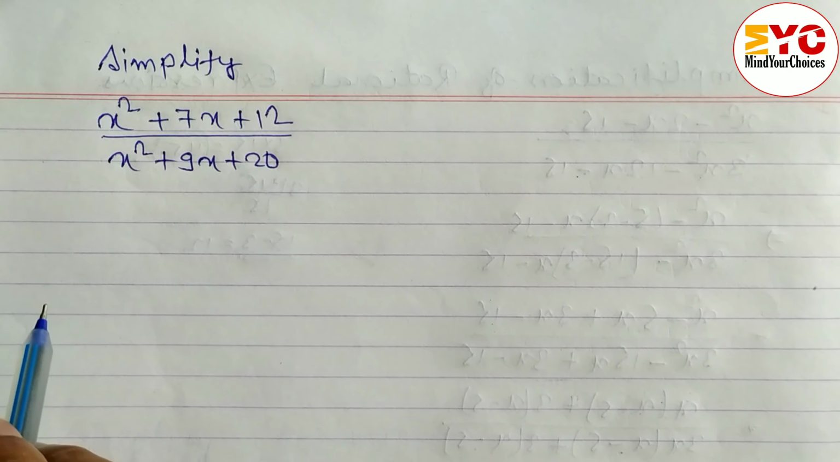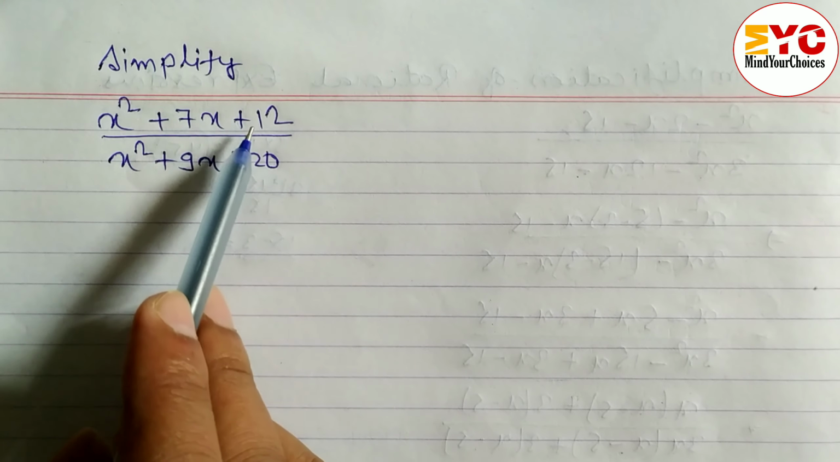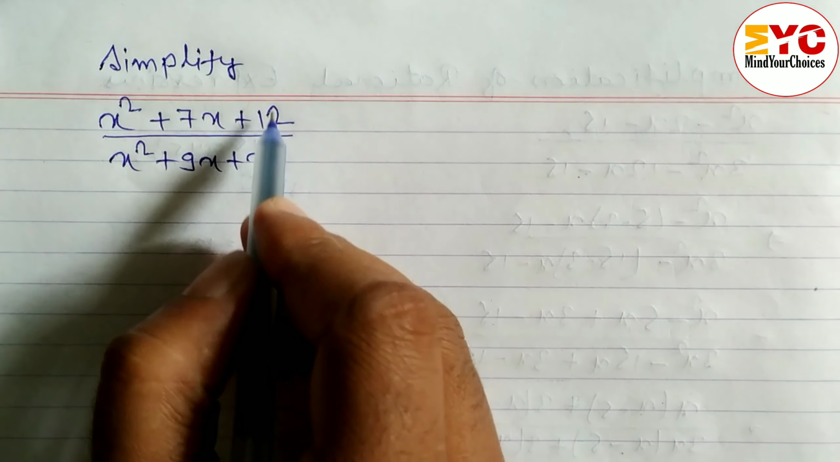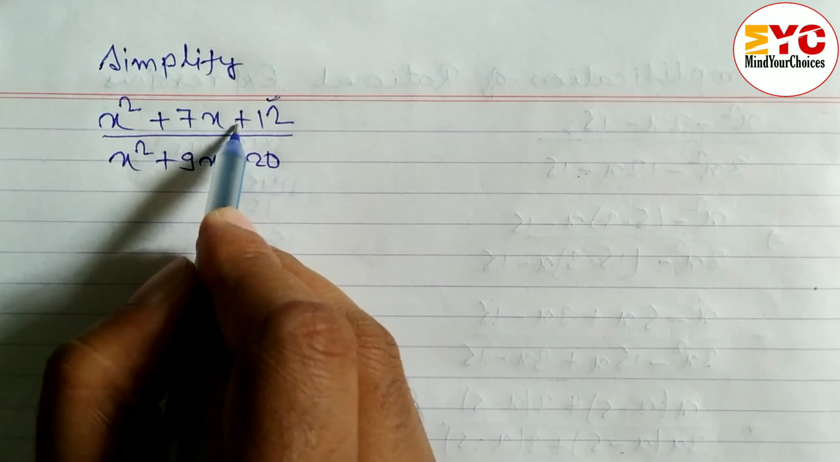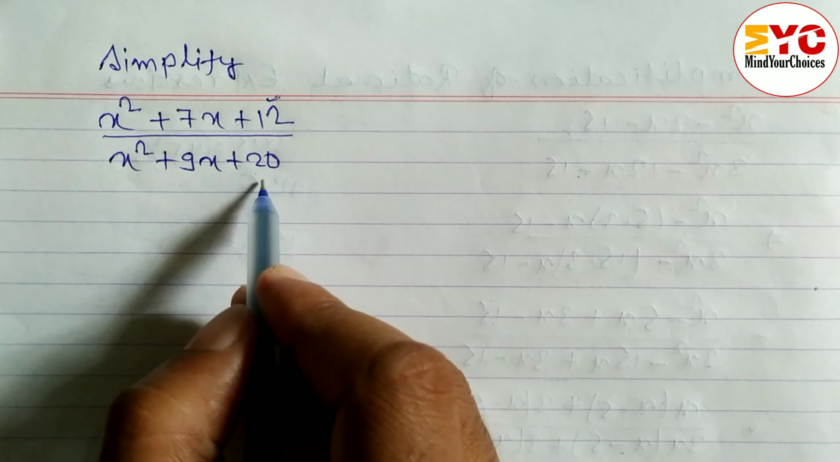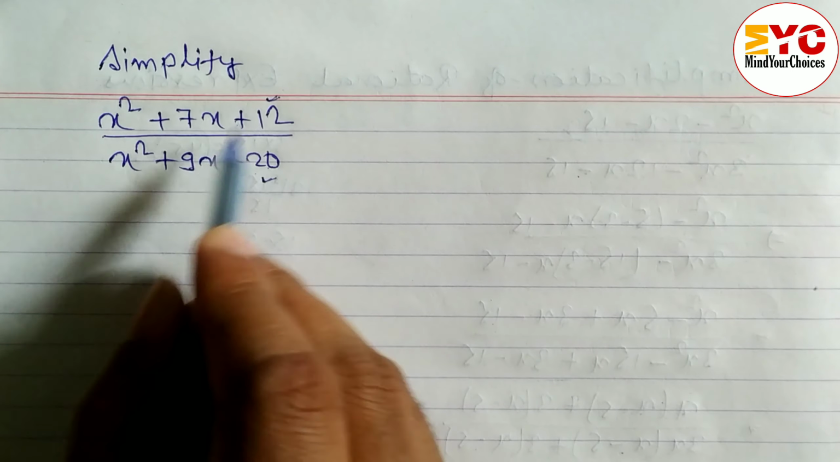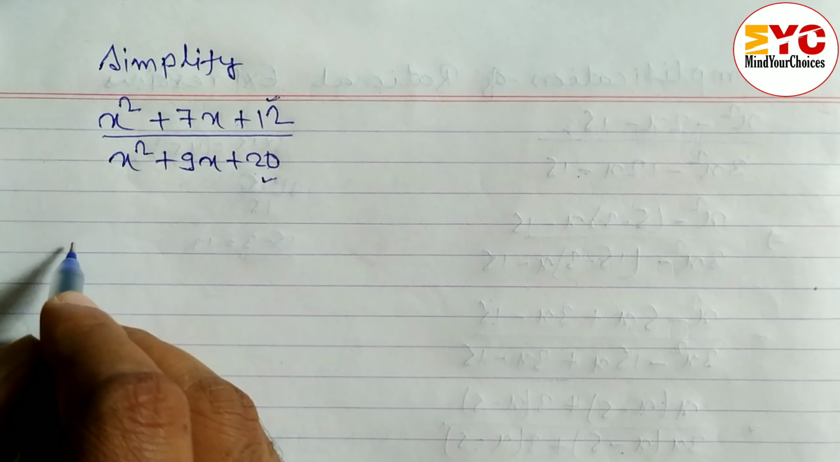You can see here we have a question: (x square plus 7x plus 12) by (x square plus 9x plus 20). So in the numerator we have to find factors whose multiplication is 12 and addition is 7, and in the denominator we have to find factors whose multiplication is 20 and addition is 9. So first of all we have to do the numerator once.